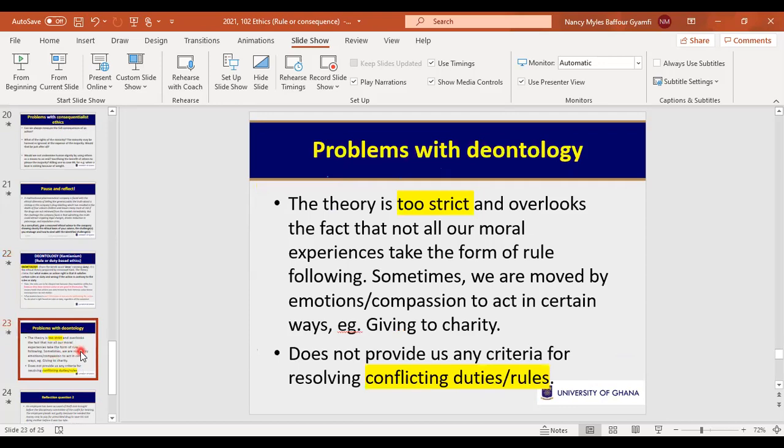Okay, now two slides and then we are done. Problems with deontology. The theory is too strict and overlooks the fact that not all our moral experiences take the form of rule following. It's too mechanical. That's the critique. Sometimes we are moved by emotions or compassion to act in certain ways, not necessarily by rules. So if we reduce everything to the rule or the principle underlying our action, some of our actions cannot be captured. We don't know where to place that because I'm just moved.